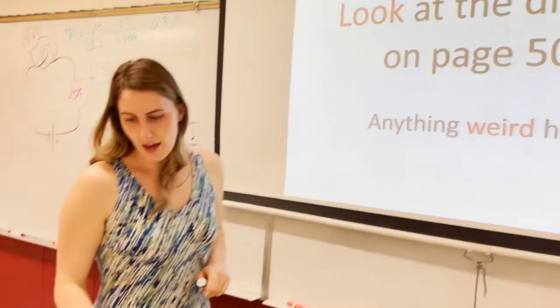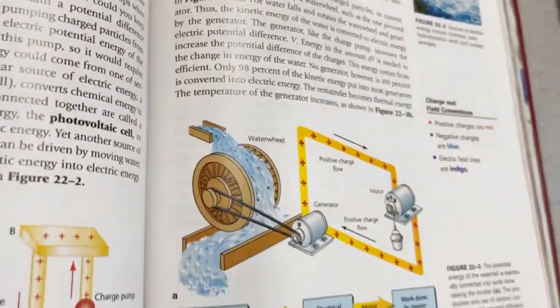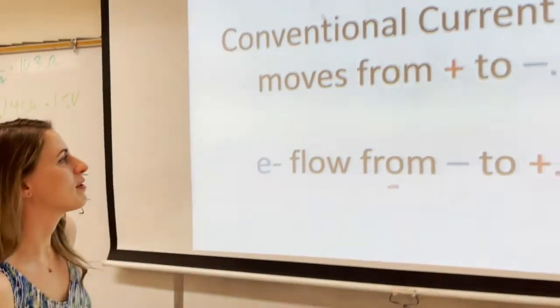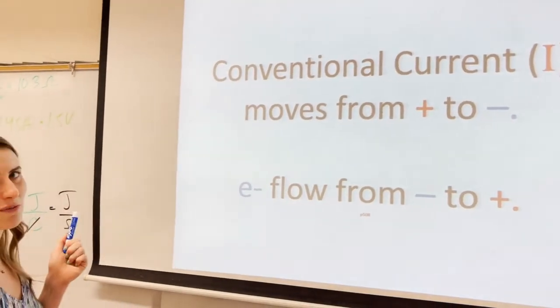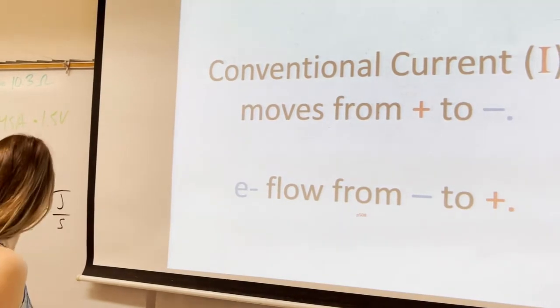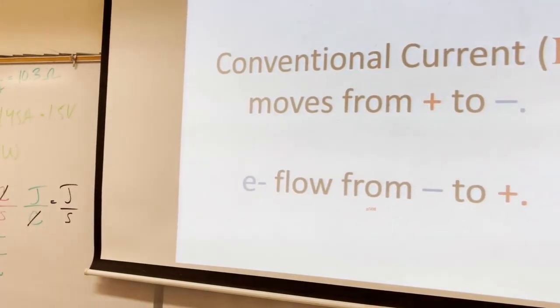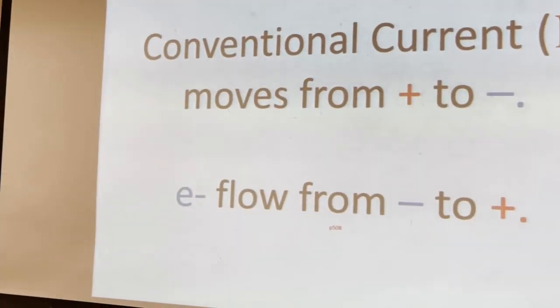Okay, we'll go to my next slide. That reminds me of how it flows. Okay, so conventional current. This is a new term for you guys. Conventional current is symbolized by the capital letter I. It moves from positive to negative. Now, does this make sense?